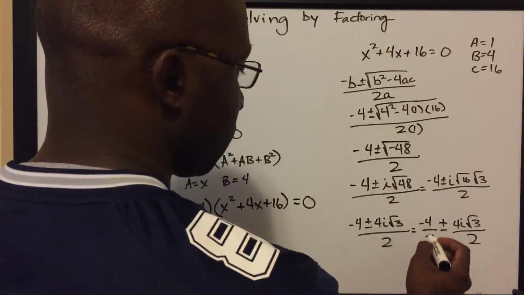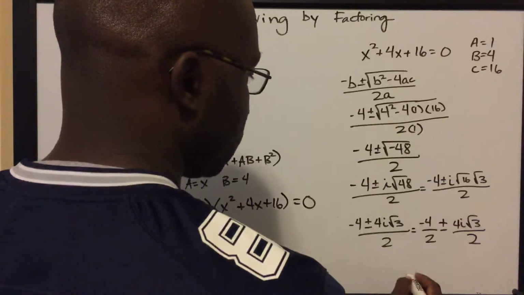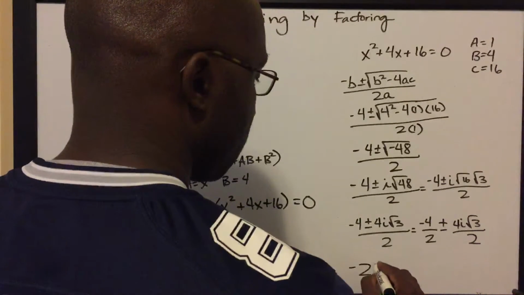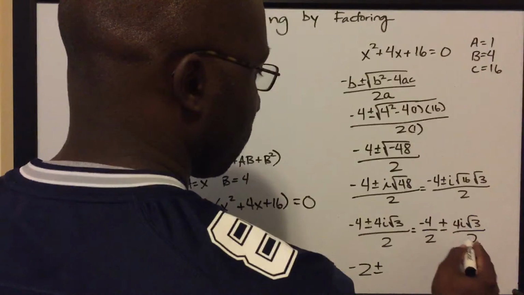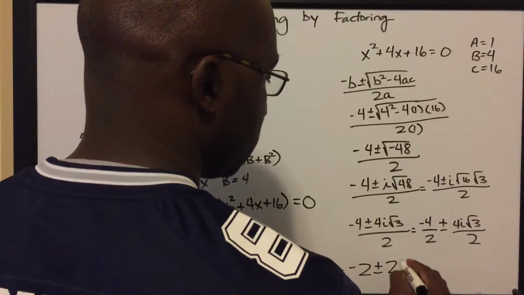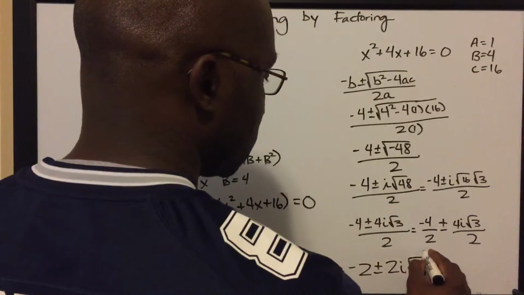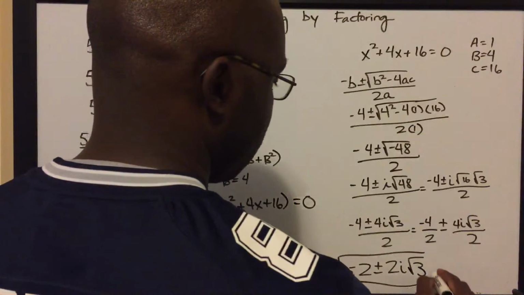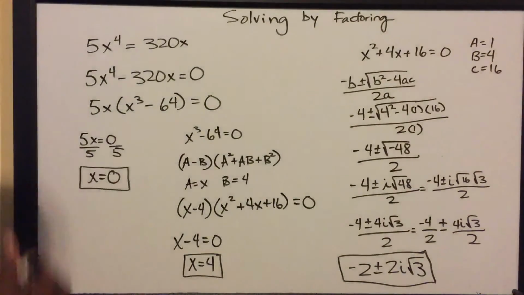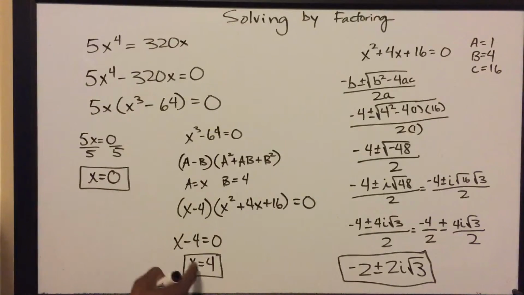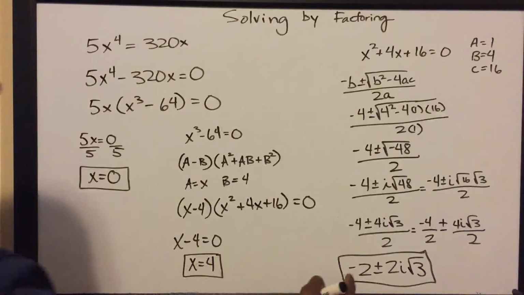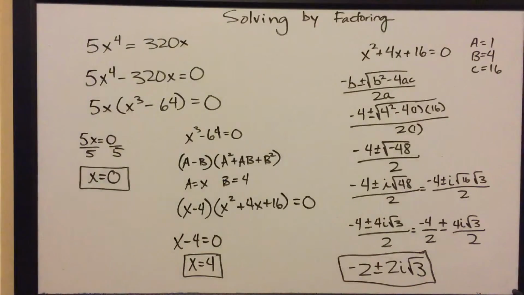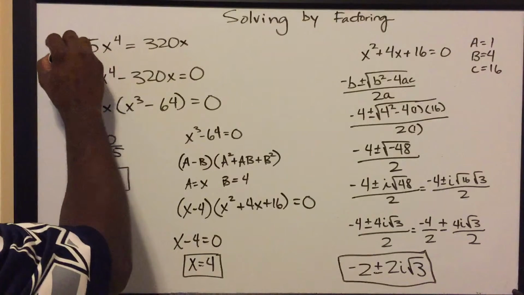Simplifying this, minus 4 divided by 2, that's minus 2, plus or minus 4 divided by 2, 2i square root of 3. So we have three answers here. x equals 0, x equals 4, and x equals negative 2 plus or minus 2i square root of 3. So all of these will be the answer to this one problem here.